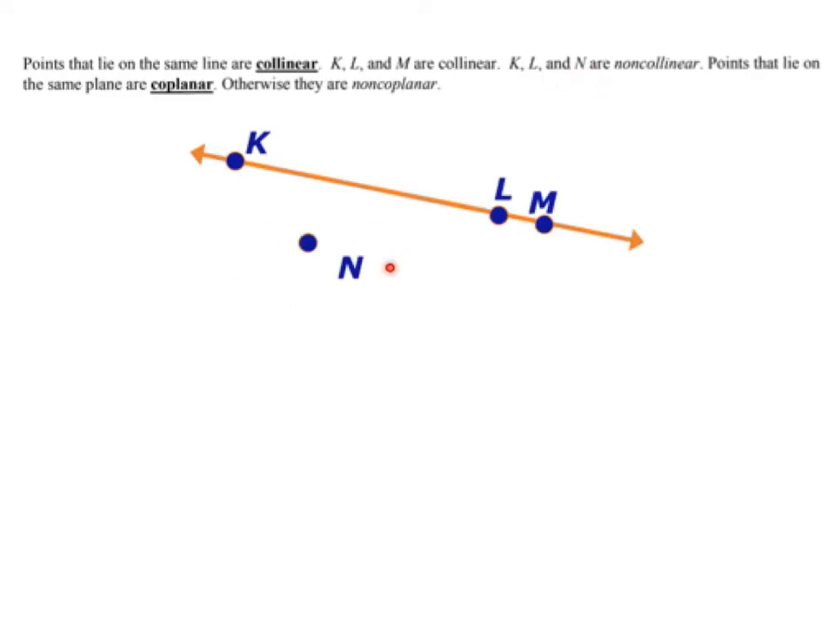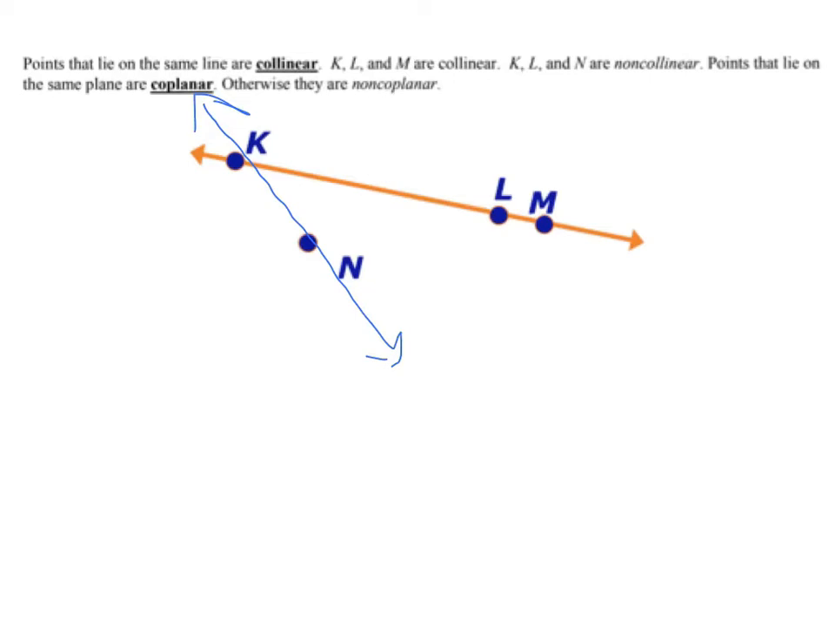However, N, this point over here, is not on the exact same line as K, L, and M. So I can say K and L are non-collinear with N. However, that doesn't mean I couldn't say K and N themselves are collinear, because through really any 2 points I could draw a line. Typically when we use the words collinear or non-collinear, we're going to be talking about more than 2 points, because really if you have 2 points, you should be able to draw a line through them.